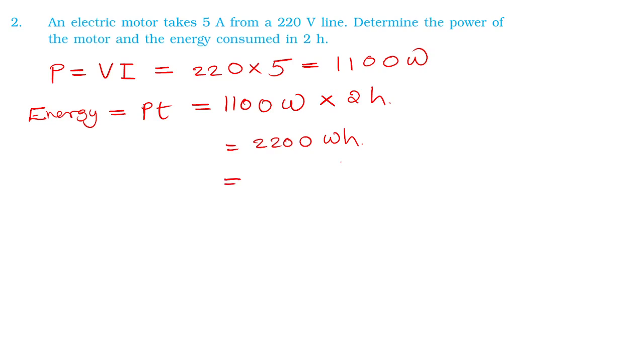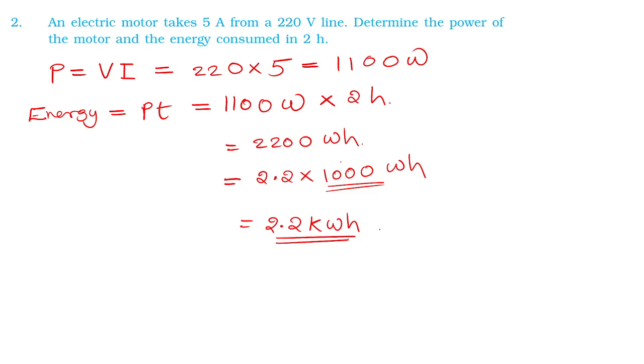So kilowatt hour, let me explain that. 2.2 into 1000. 2.2 kilowatt hour is the most appropriate unit for electrical energy. Is that correct? 2.2 into 1000, you check it. Yes, it is 2200. This 1000 is denoted by K, kilo. So 2.2 kilowatt hour. Is that okay? Clear? Understood?